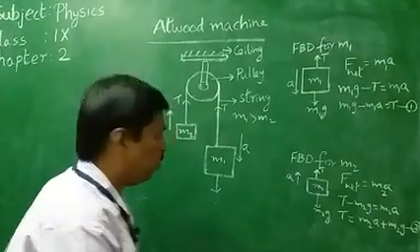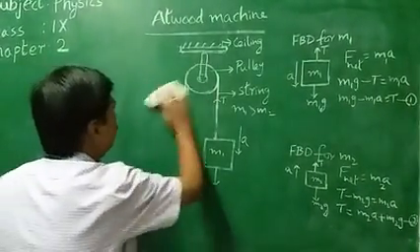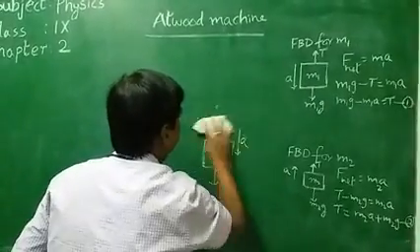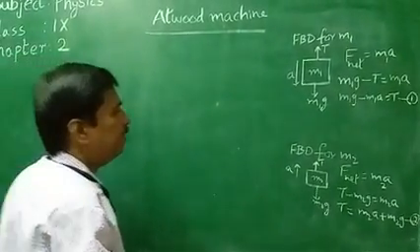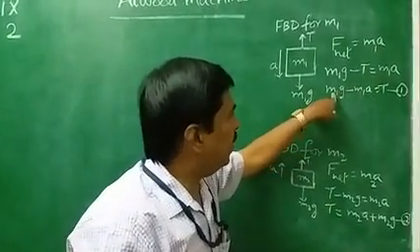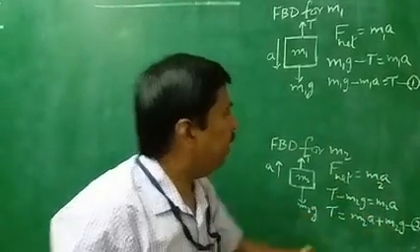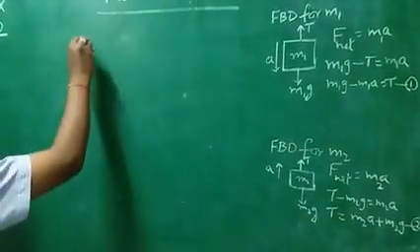So from equation 1 and 2, if you observe here, on both sides you have the tension. So you can equate M1g minus M1a is equal to M2a plus M2g.